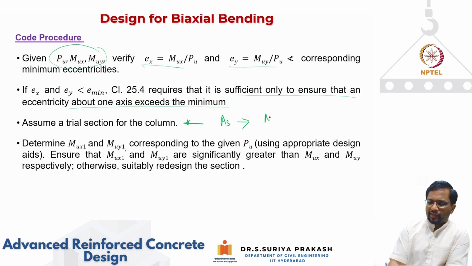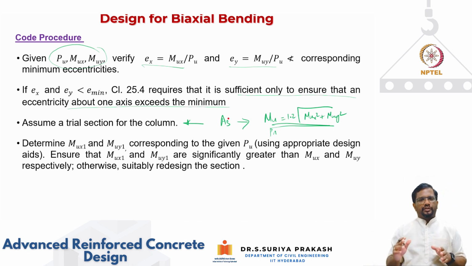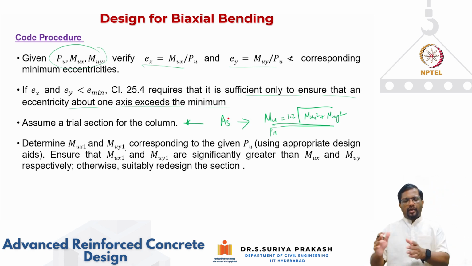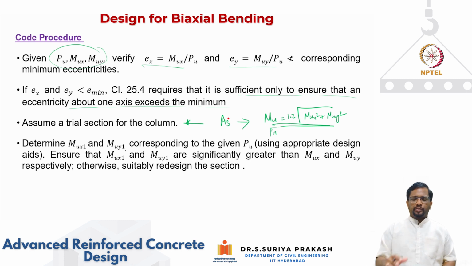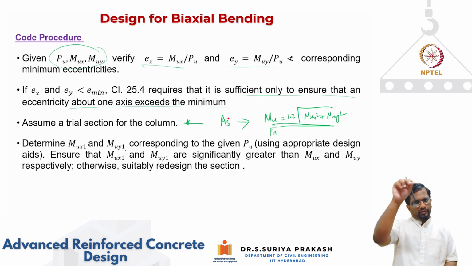How do you get the resultant bending moment Mu? We can take that as the square root of Mux squared plus Muy squared, and you multiply it by, let's say, 1.2 or so. Then using this as a uniaxial bending moment and axial compression, you can find out As. So this is a trial section. So I can find out the area and the amount of steel in an approximate way by converting the biaxial bending into a uniaxial bending, and then use the uniaxial compression bending interaction curve to find out what is the As.